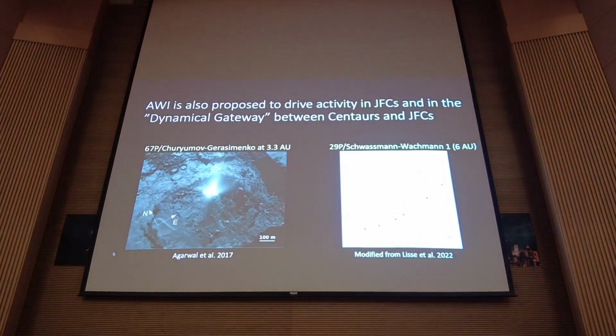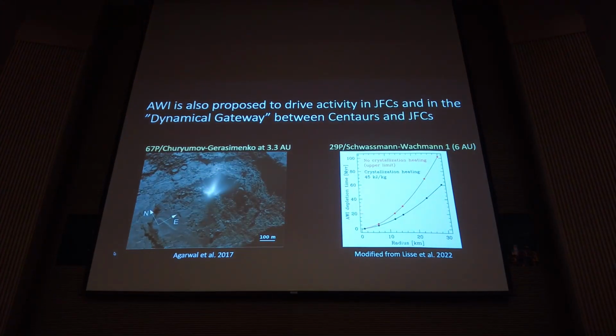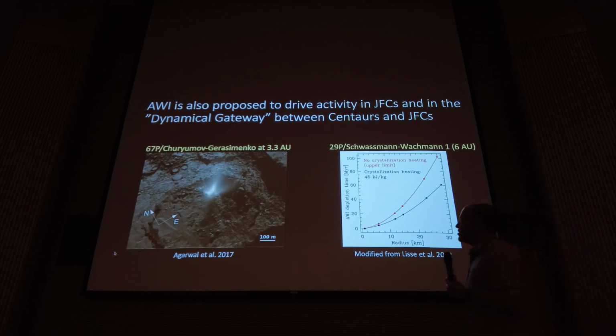And it's also been proposed to drive activity much closer in, even in JFCs, such as this outburst in the Imhotep region of 67P Churyumov-Gerasimenko. At 3.3 AU, it's been proposed to require internal energy sources, or on 29P Schwassmann-Wachmann 1.